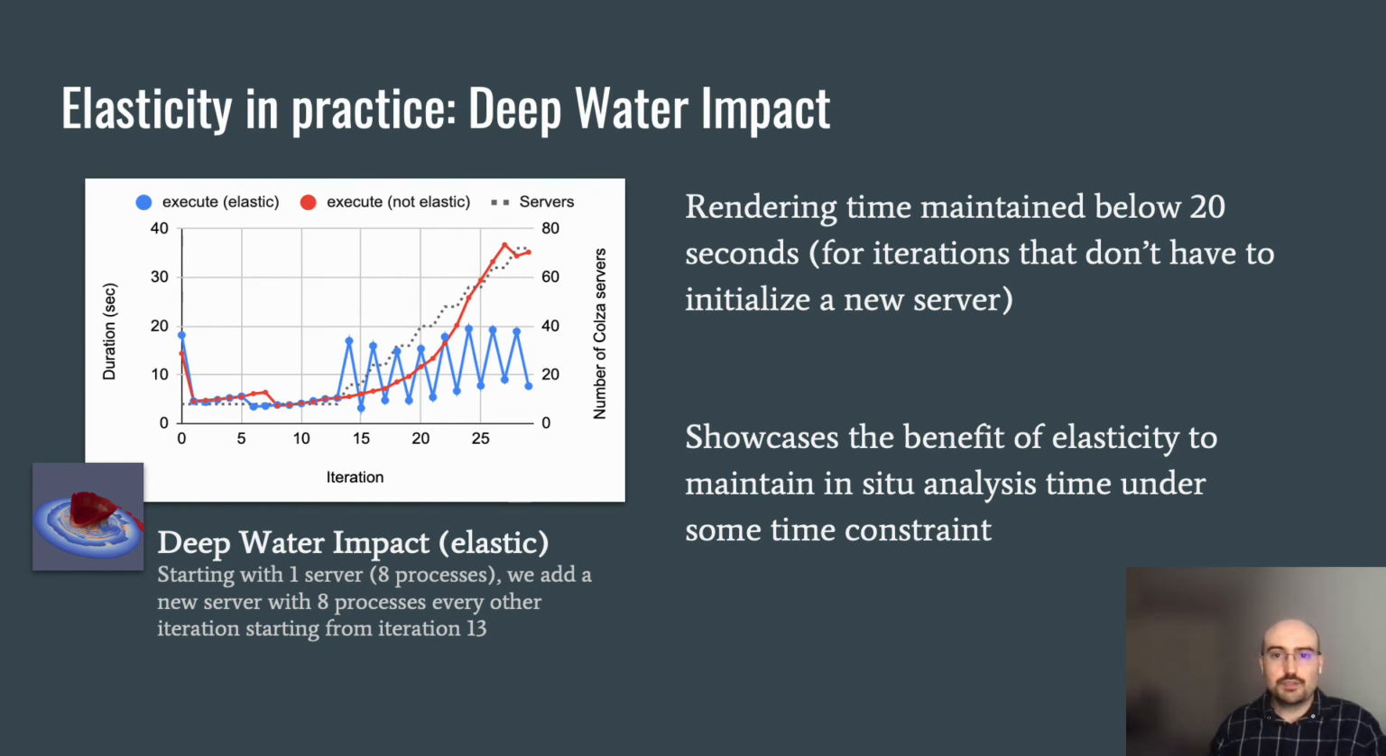We also evaluated elasticity with the deep water impact simulation, and here we started with 1 Colza server with 8 processes, and after iteration 13 of the simulation, we started adding 8 processes every other iteration. We can see again that each time a new set of processes is added in Colza, there is an overhead due to the initialization of VTK, but then the rendering time goes back down, and overall the use of elasticity allows the rendering time to remain bounded under 20 seconds per iteration. Even 10 seconds if we don't account for the overhead of initializing VTK.